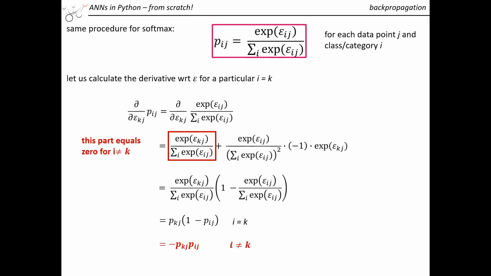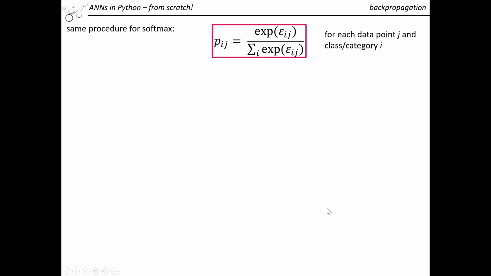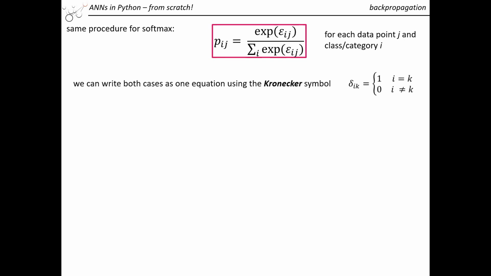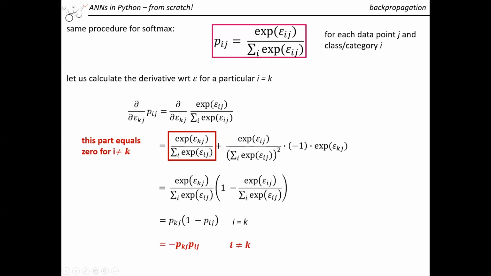If that was too fast, or if it's not really clear to you, I really recommend to write it down on pen and paper. Then you can easily see that we actually have these 2 cases. So we have now 2 different equations. So either we have this particular class k, or we have any other class.